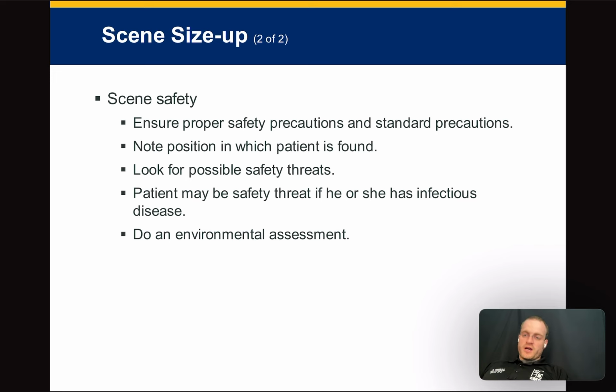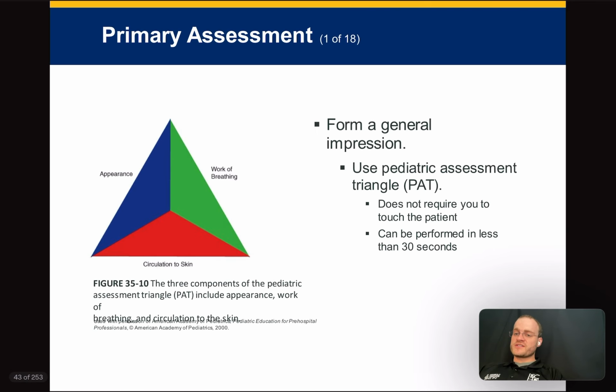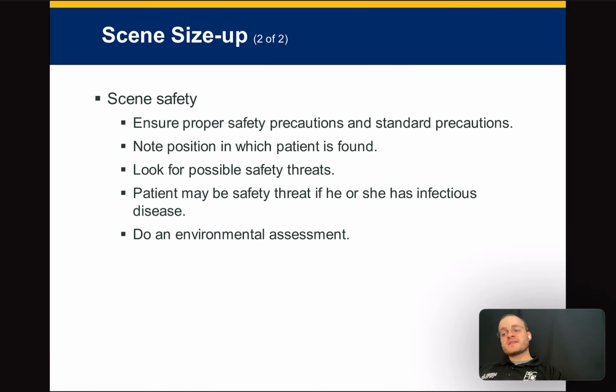Chaos. All right, so note the position in which the patient is found. Look for possible safety threats. The patient may be a safety threat if he or she has an infectious disease. Do keep in mind meningitis. Children, especially daycare children and school age children, are like little vectors. They have all sorts of interesting viruses and bacterial infections, sometimes several at once, and they can get you very sick. So wearing a mask and PPE, or at least washing your nasty hands, becomes very important around kids.